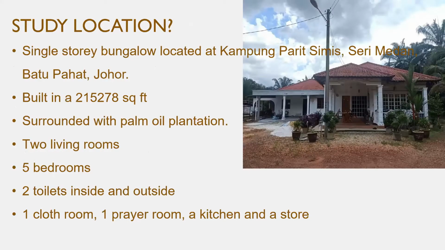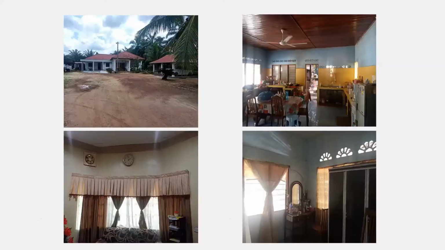So the location of the study is Zakwan House, which is a single-story bungalow located at Kampung Parit Simis at Batu Pahat, Johor. It is built on 215,278 square feet. It's surrounded by palm oil plantation. It has 2 living rooms, 5 bedrooms, 2 toilets inside and outside, 1 cloth room, 1 prayer room, a kitchen and a store. So this is a picture of the house.